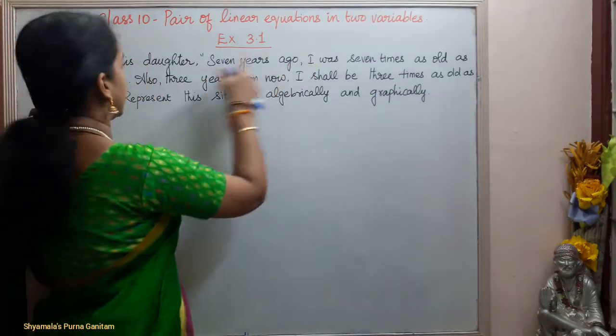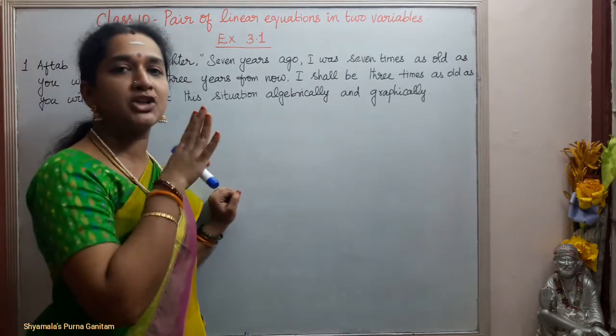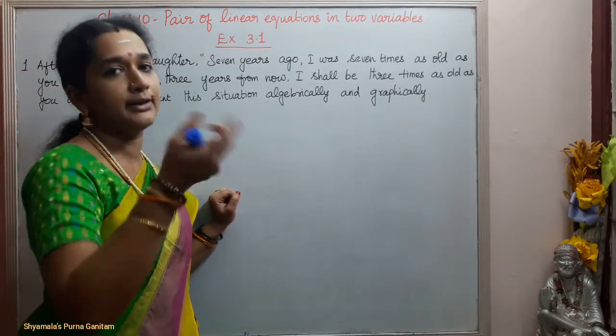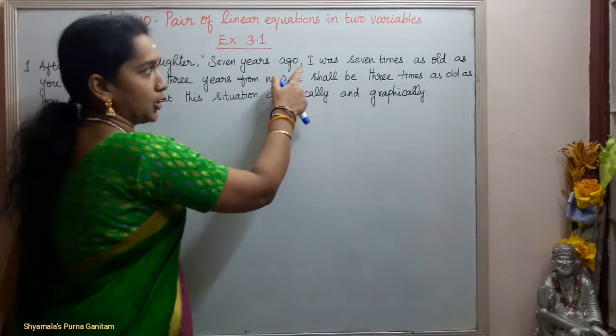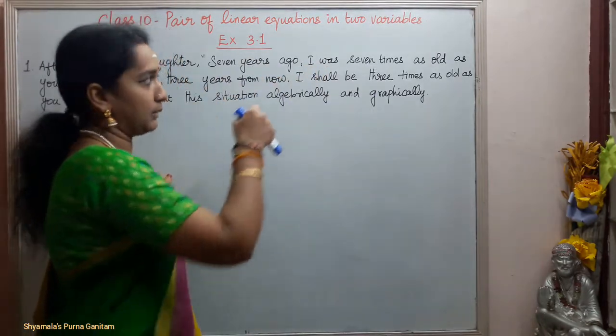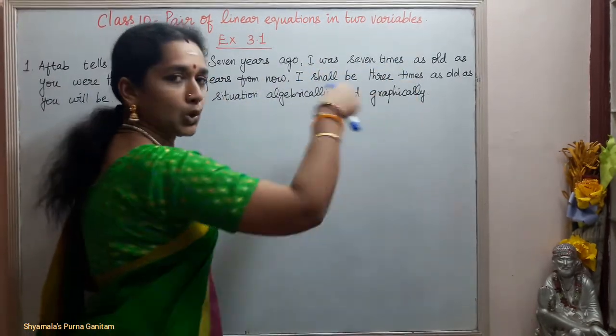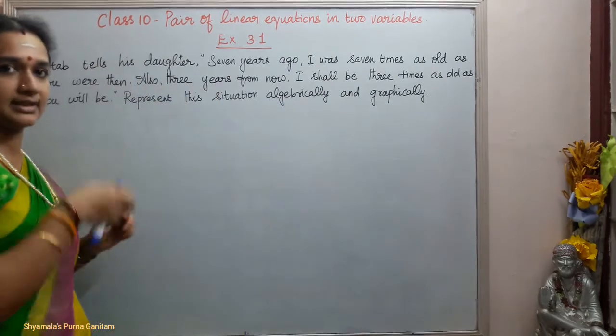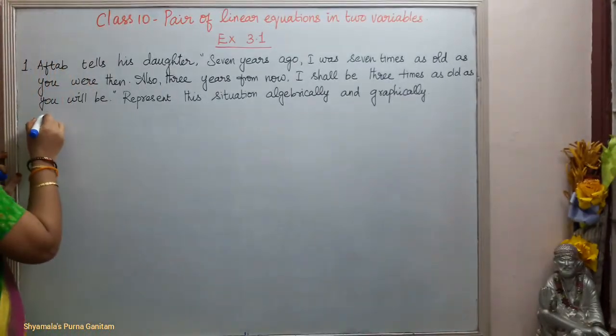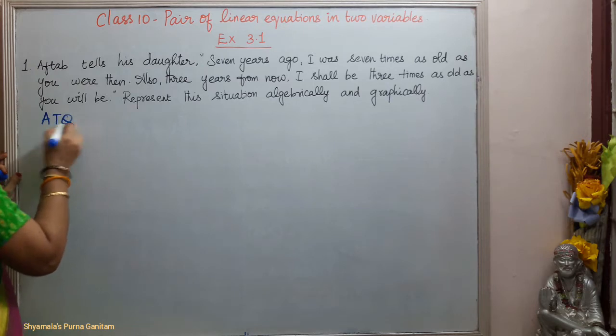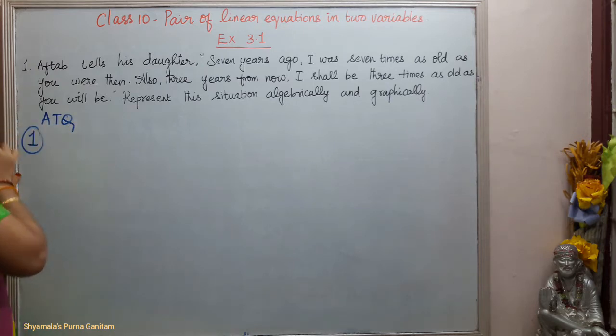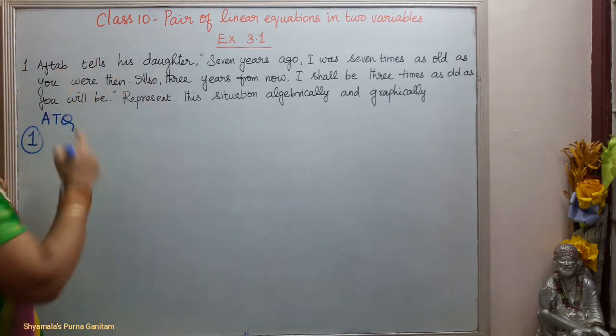One is I was. So here this is the comparison between Aftab and his daughter. 7 years ago, I was. I means Aftab was 7 times as old as his daughter. This is the first condition. So according to the question, the first condition given is 7 years ago.